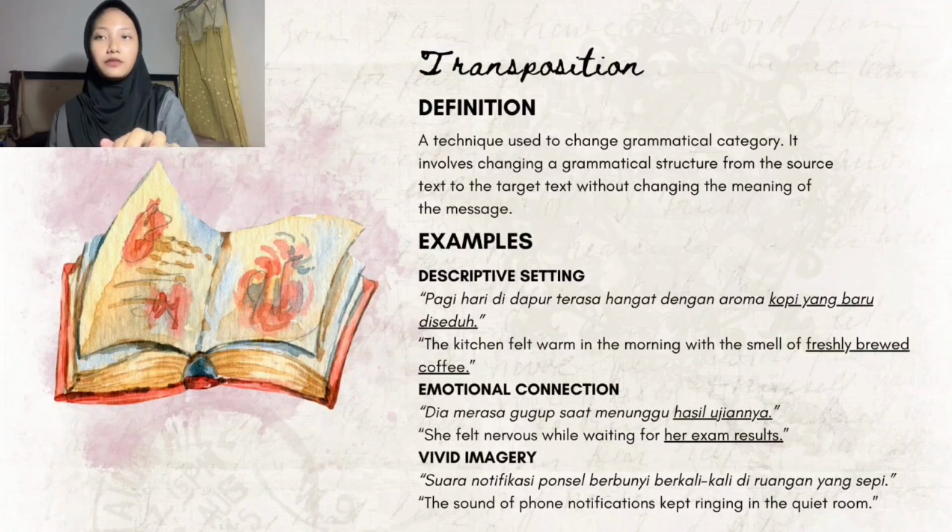And the third example is vivid imagery. For example, in Indonesian, we said, suara notifikasi ponsel berbunyi berkali-kali di ruangan yang sepi. In English, we said, the sound of phone notification kept ringing in the quiet room. In this example, many parts change. The structure in Indonesian is quite different from English, so almost all elements are rearranged. But again, the meaning stays the same. We still understand the situation clearly. So from this example, we can see that transposition is actually very common in translation. We don't always translate word by word, but we adjust the structure to make it sound natural.